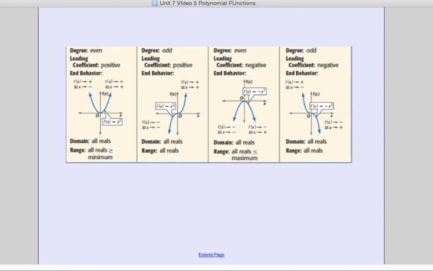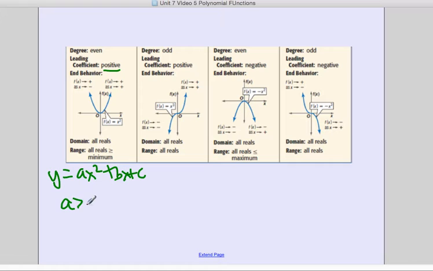So here's just some more information. If the degree is even, if you look at this one, both my ends are going in the same direction, so I know it's going to be even. And then to figure out what the degree is, I would say, well, there's one turn in direction, 1 plus 1 is 2. So I know it's an x to the second. If I am opening upward, we know that my leading coefficient is positive. And we have gone over this in previous chapters.